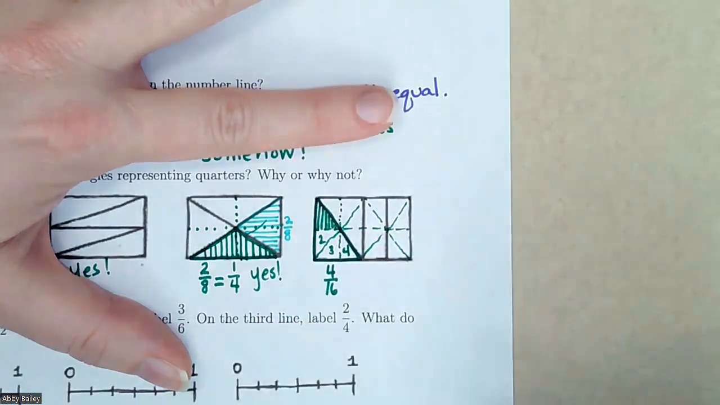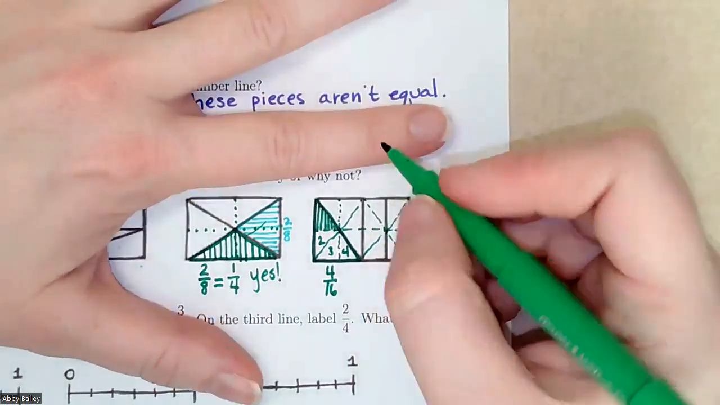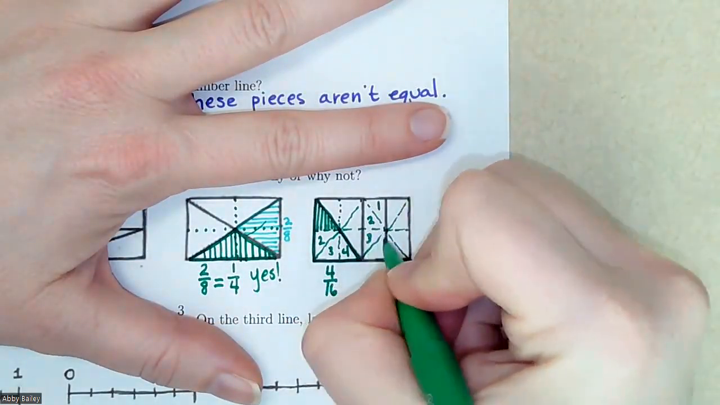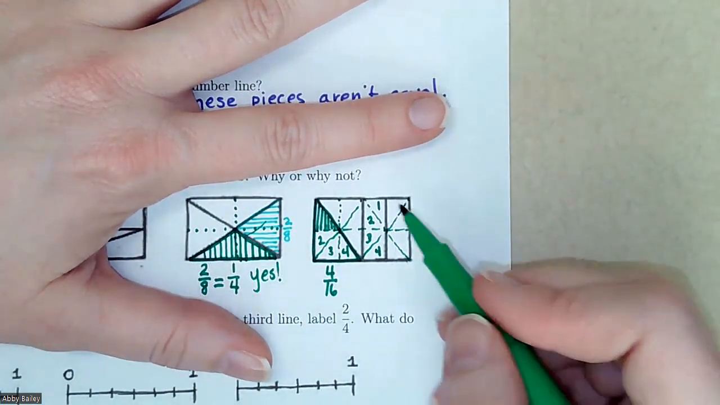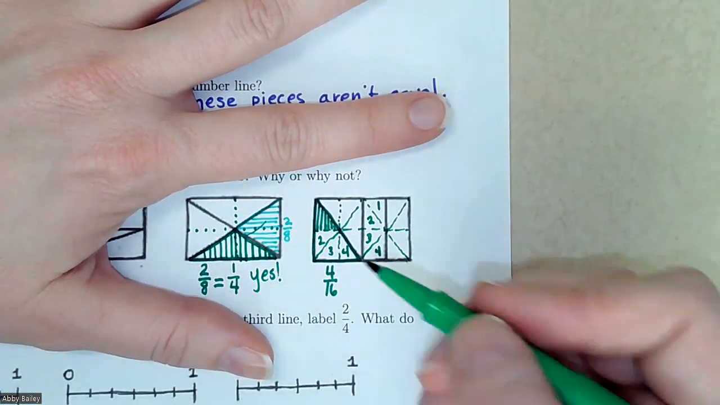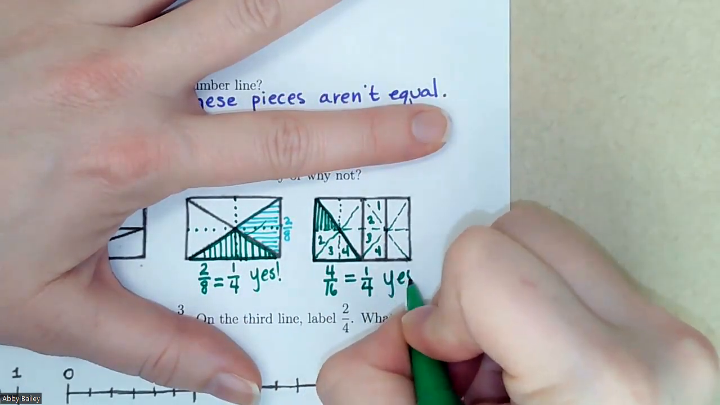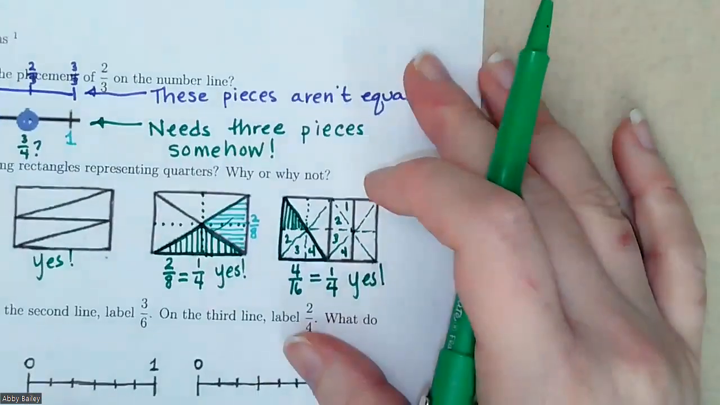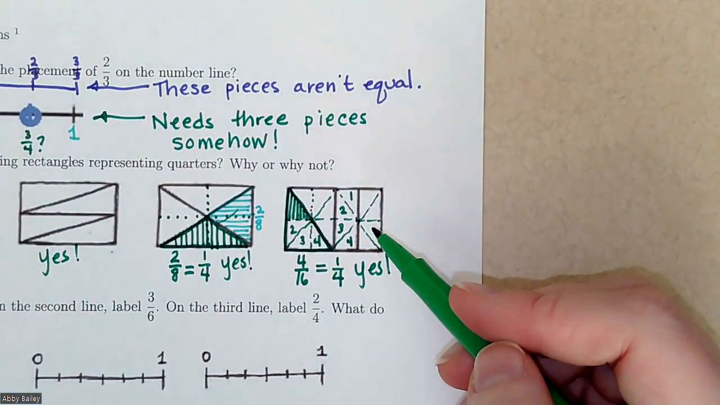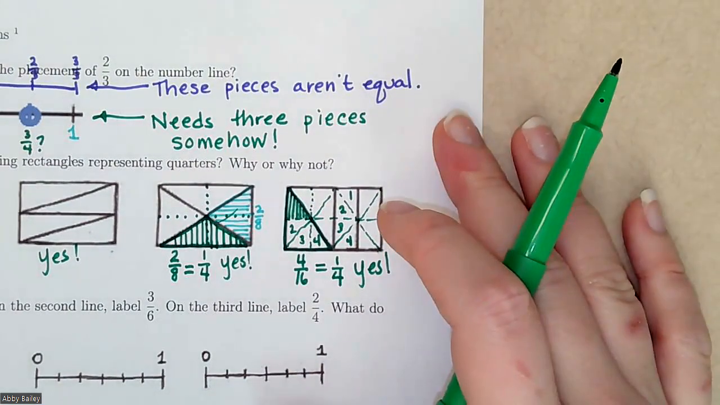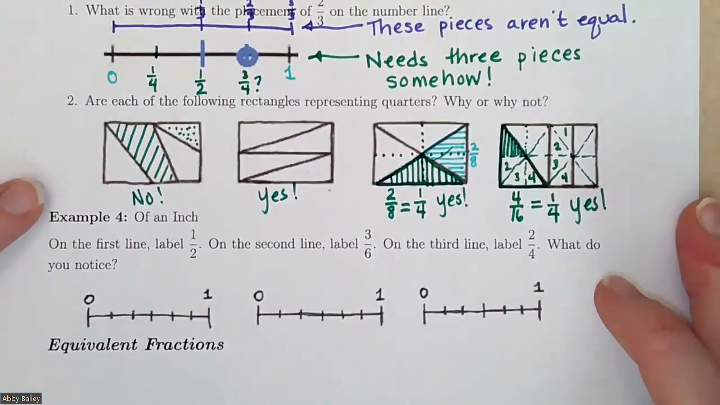4 out of 16. So is this one. 1, 2, 3, 4. 4 out of 16. What about this one? 1, 2, 3, 4 out of 16. So they are all 4 out of 16, which is quarters. But in order to visualize this one and convince myself, I still needed to cut it into exactly equal triangles, smaller, 16 of them. Okay.